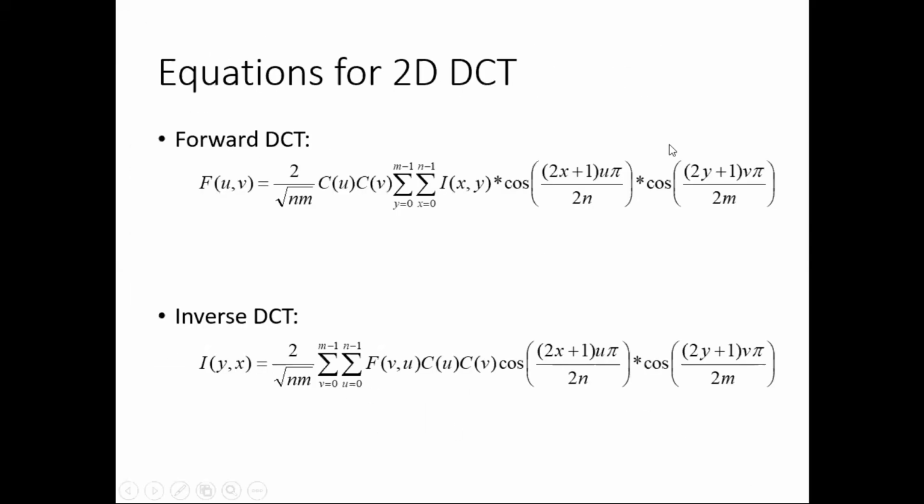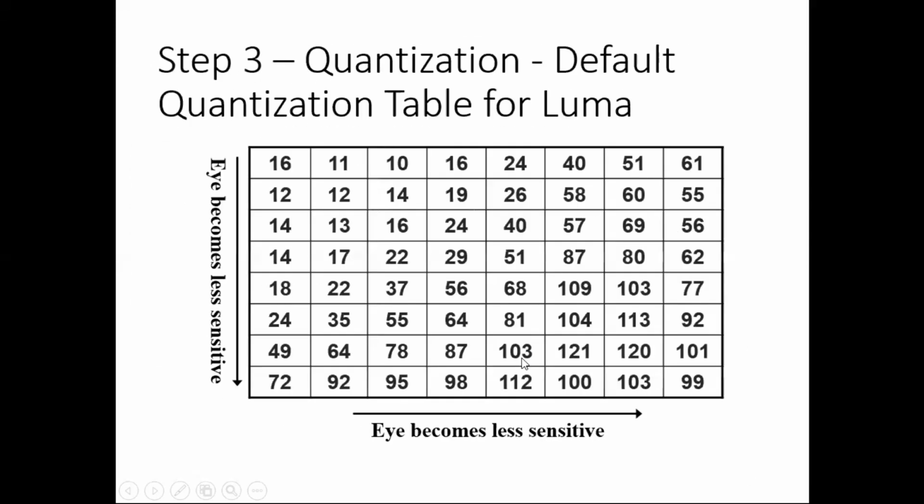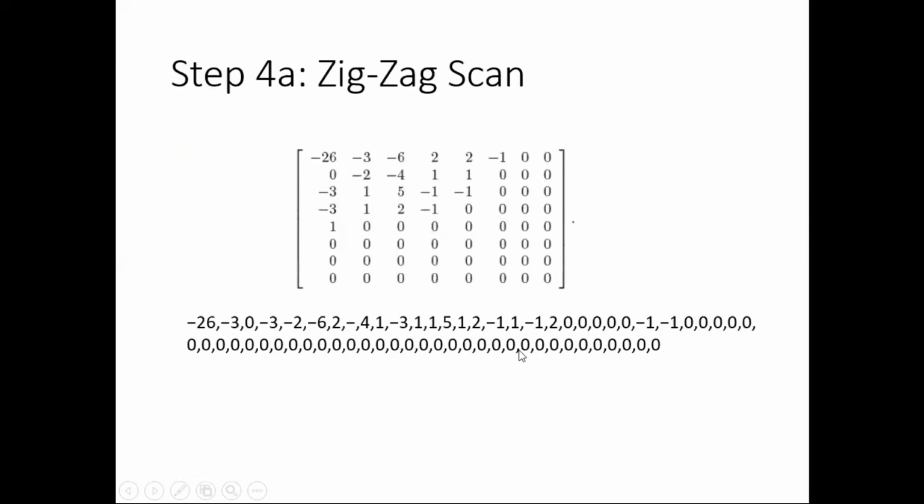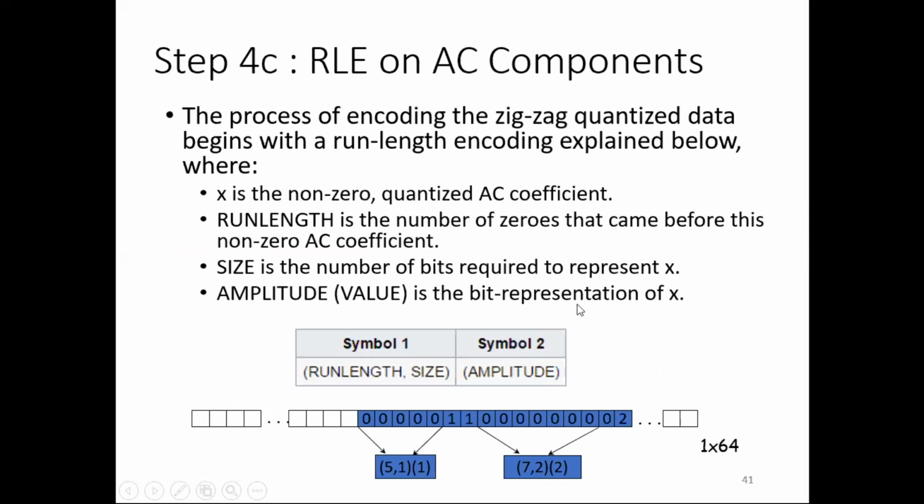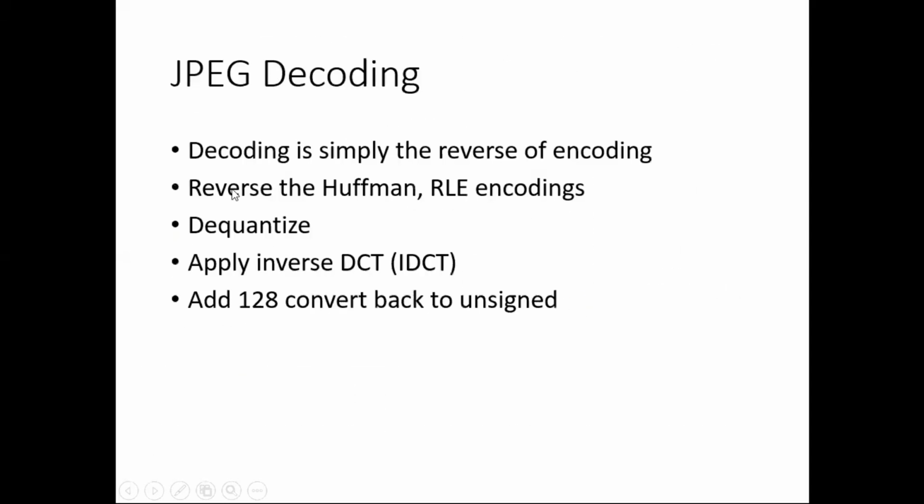This is for forward discrete cosine transformation. This one is inverse discrete cosine transformation. All right. Once you have performed the compression by using Huffman coding, after that you have to do the reverse step, right? To perform the reverse step, you have to add inverse discrete cosine transformation.